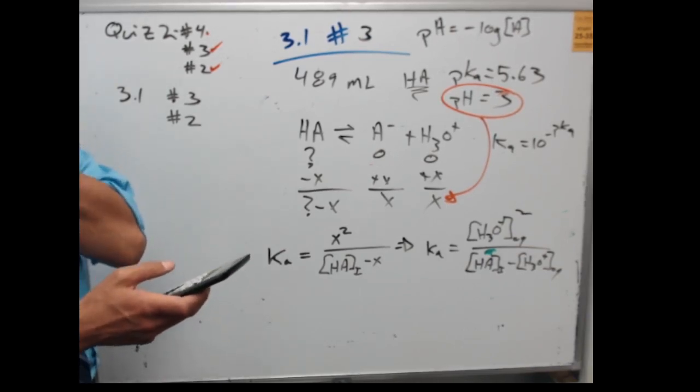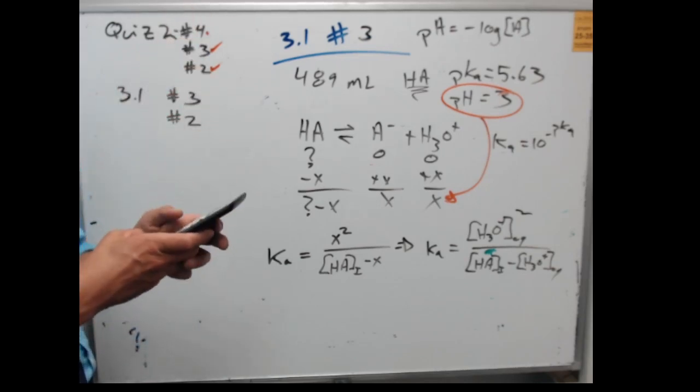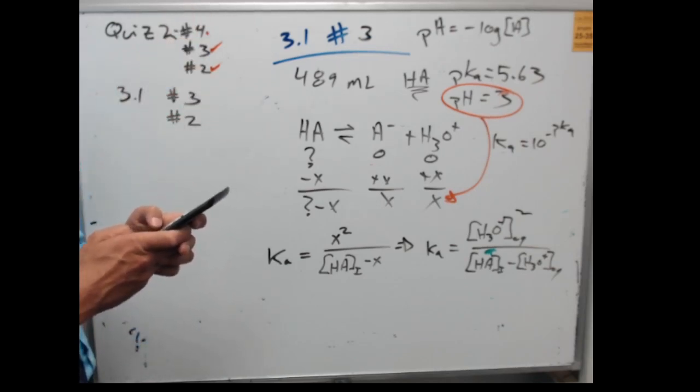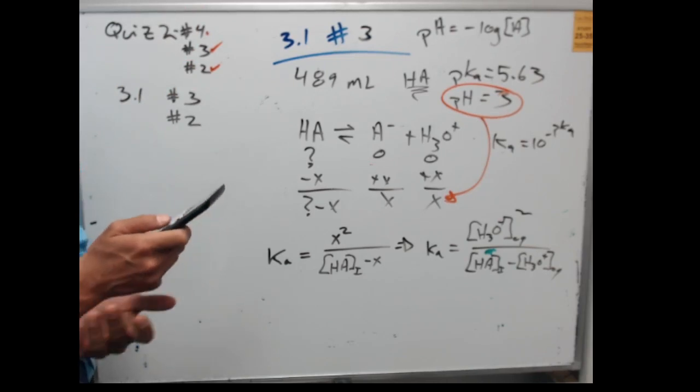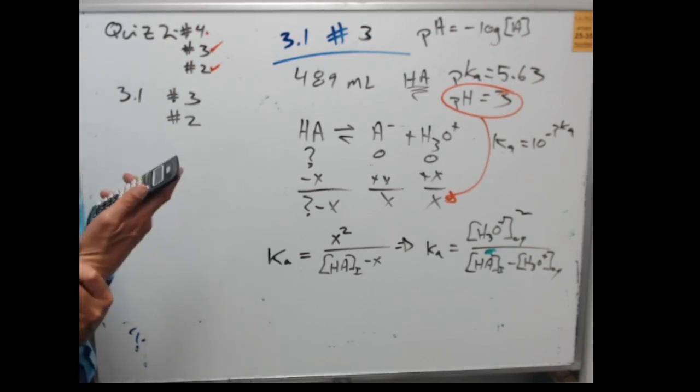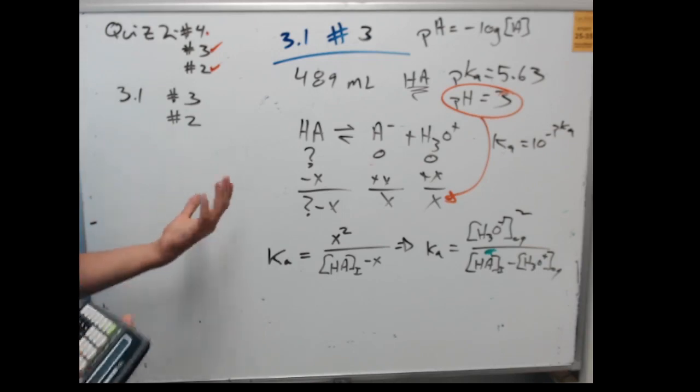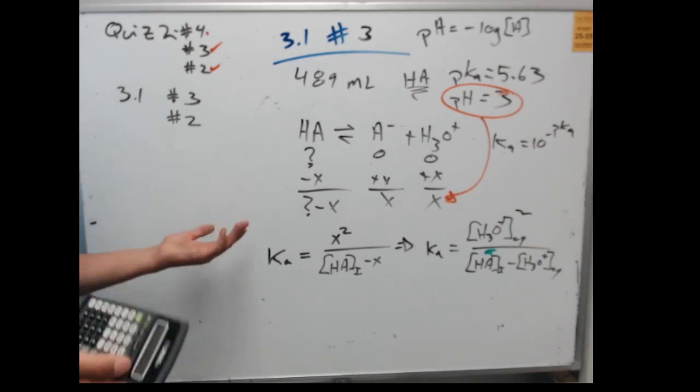So a pKa of 5.63 is a little bit easier to say, and let me just figure out what that is, 10 to the negative 5.63. It's a little bit easier than saying 2.344 times 10 to the minus 6. So we often just report things in pKa to do it a little bit quicker.